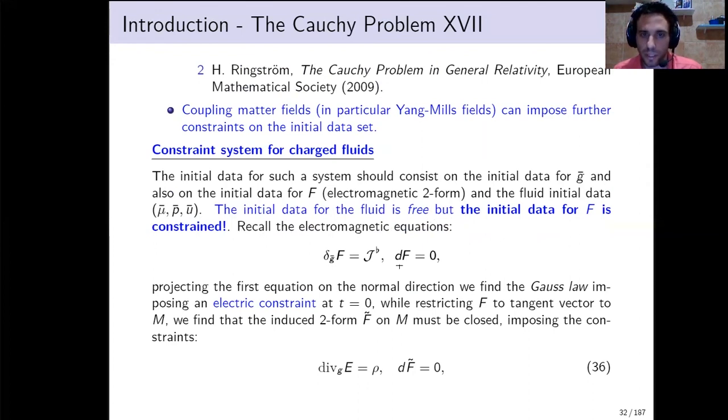And if we recall the Maxwell equation for the electromagnetic field, one can directly see that if we project this equation on the normal direction, then we get a constraint that is given by the Gauss law. And if we restrict this other equation to tangent vectors to M, then this is going to imply that the induced two-form on M has to be closed. So these two equations impose these two constraints on the electric and magnetic parts of the electromagnetic field at t equal to 0.